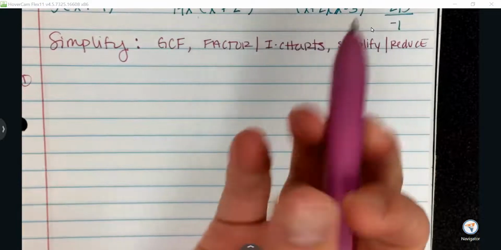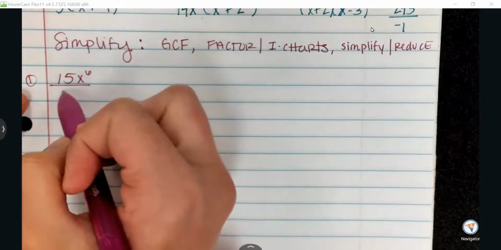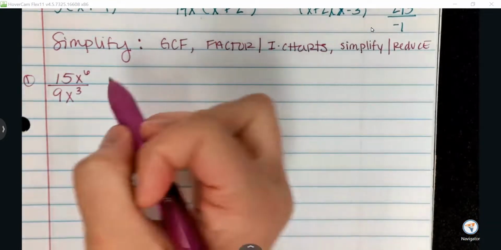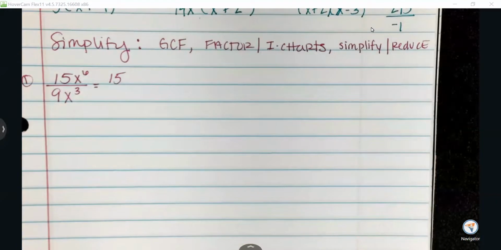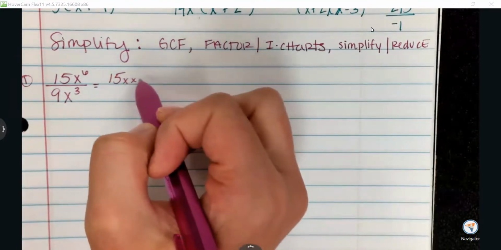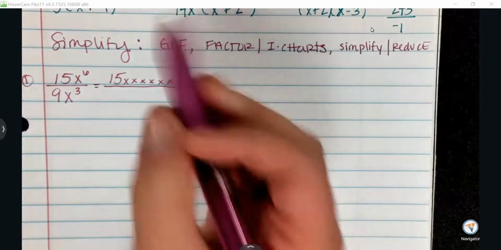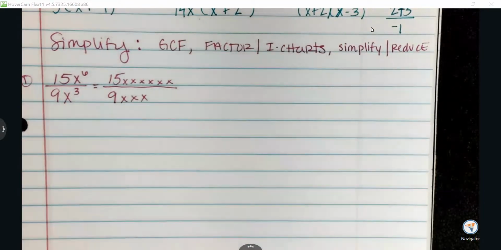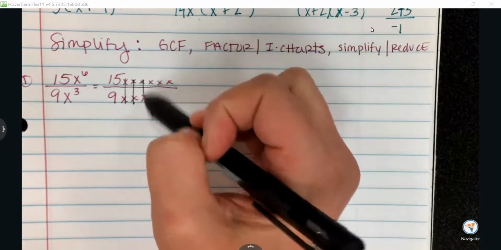First example is going to say 15 x to the 6th over 9x to the 3rd. If you can do this without writing it out, then you're welcome to, okay? But let's break it down all the way. I have a 15. What does x to the 6th mean? There's 6 x's. So for right now, I'm going to write them. If you don't need to write them, you don't have to, okay? And then on the bottom, I have a 9 with 3 x's. What can happen to some of those x's? How many can cross out? 3 of them can cross out.